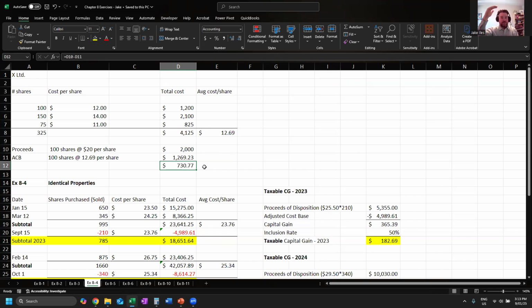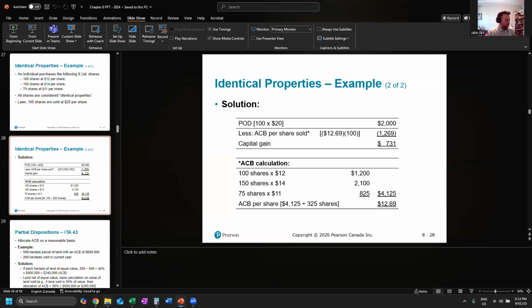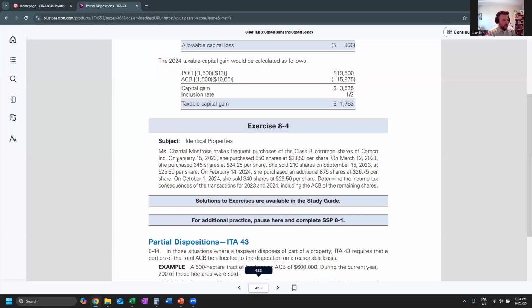Whenever we have multiple purchases, we find their average price before a sale. After a sale, maybe we buy some more shares and then we'll have to re-average the price. So let's go to that example.